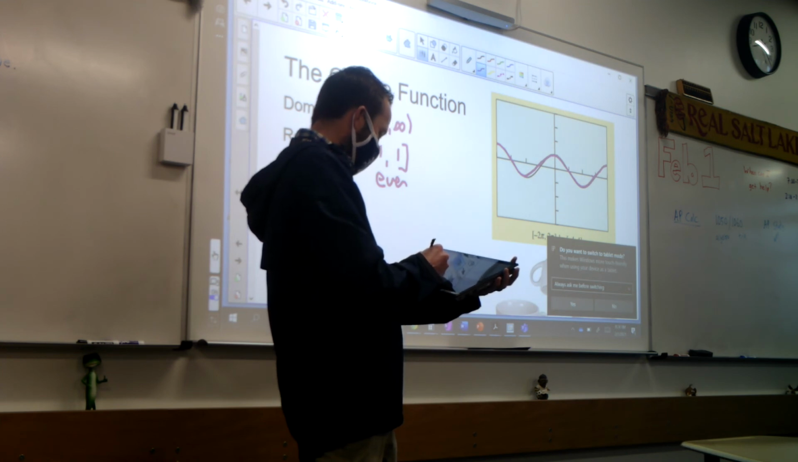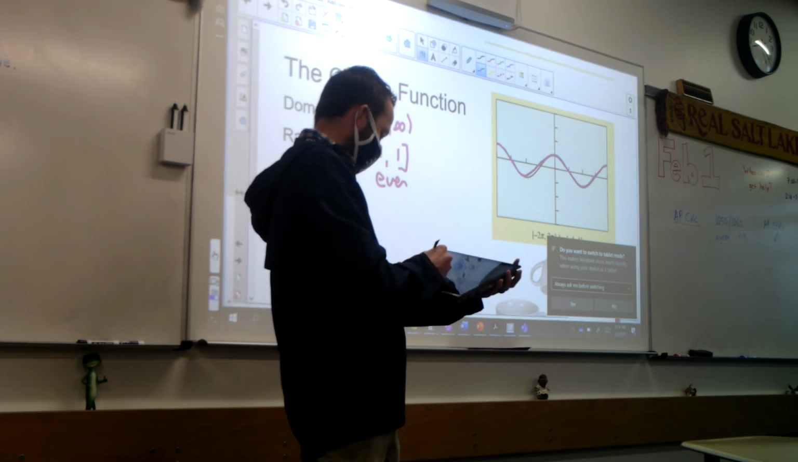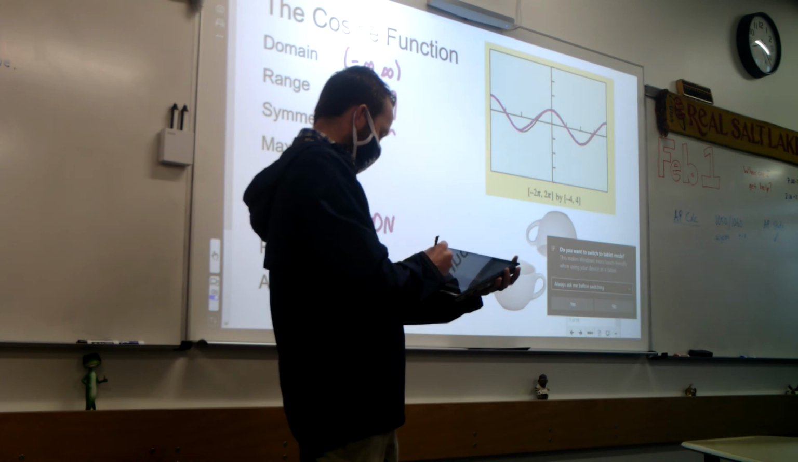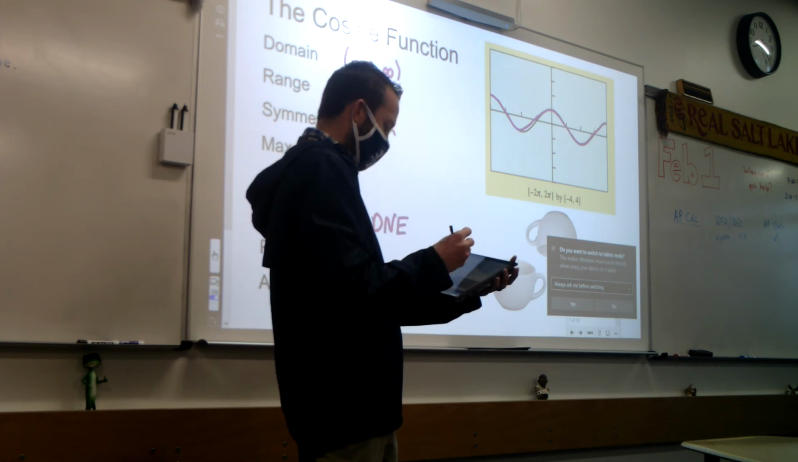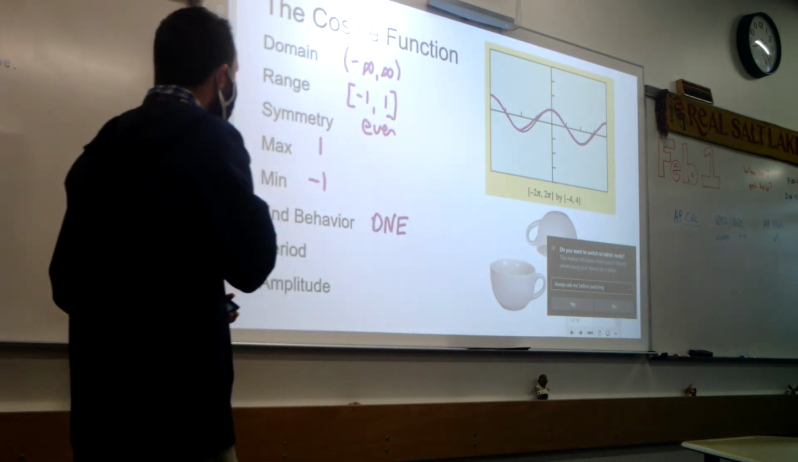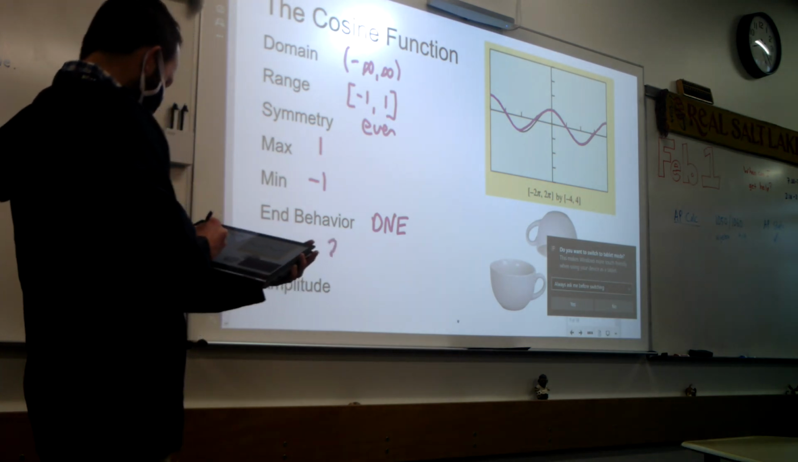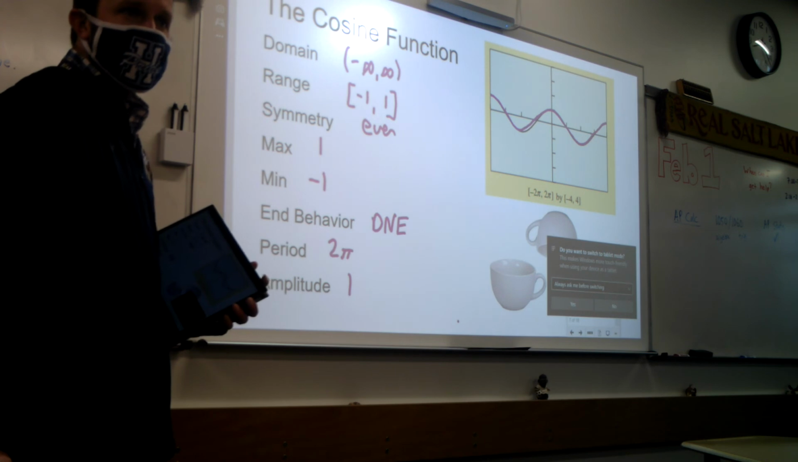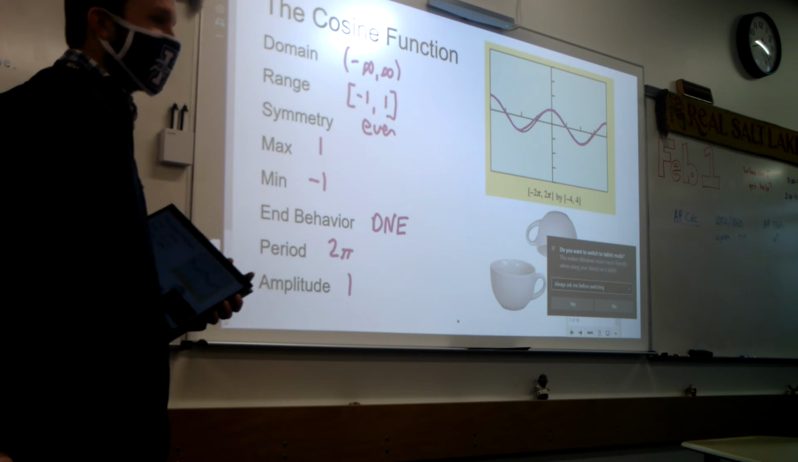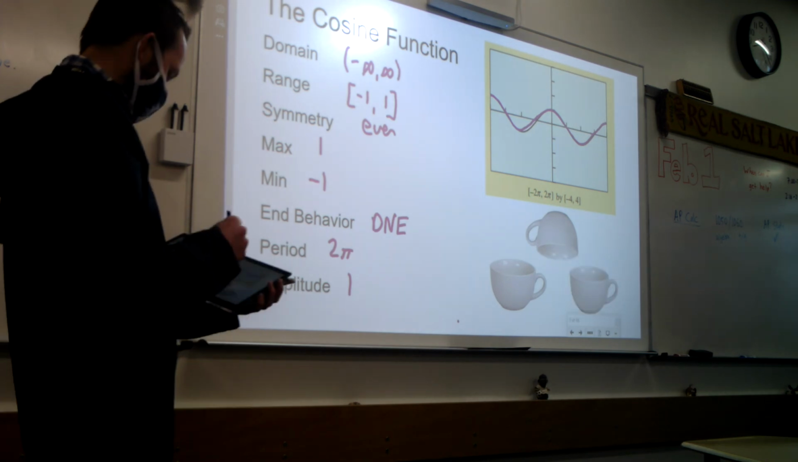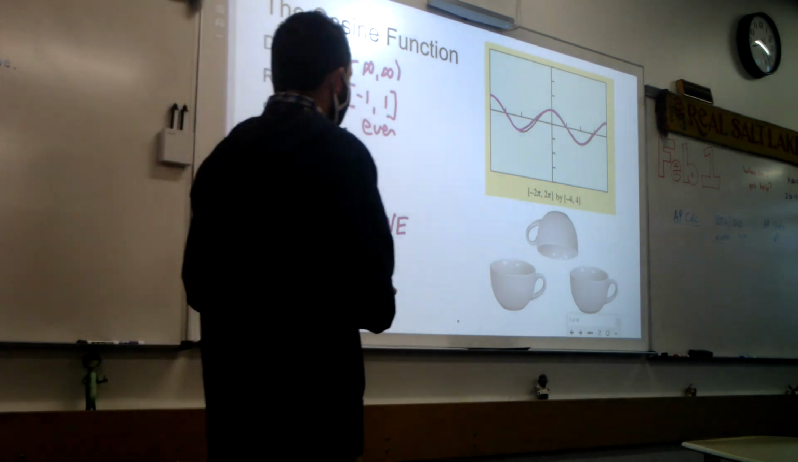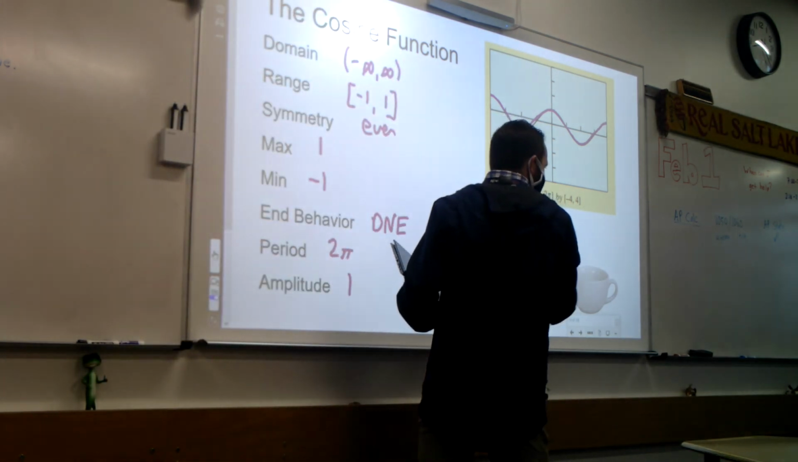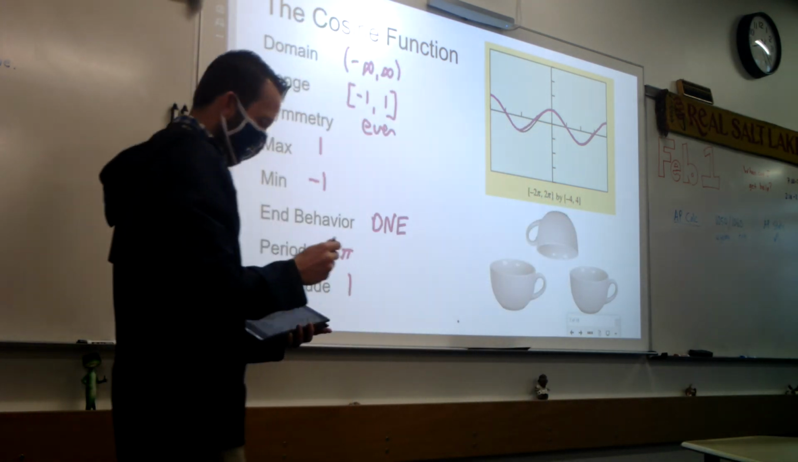Okay, what is a max? Min is -1. What about end behavior? What are we going to put there, guys? DNE, the limit does not exist. When you go into calculus, you'll see that a lot. Period is still 2 pi, and the amplitude is 1. All right, do you have any questions? This is our basic parent function information. And cosine, it looks like a bunch of cups. Do you get it? Cosine cups, sine is snakes.